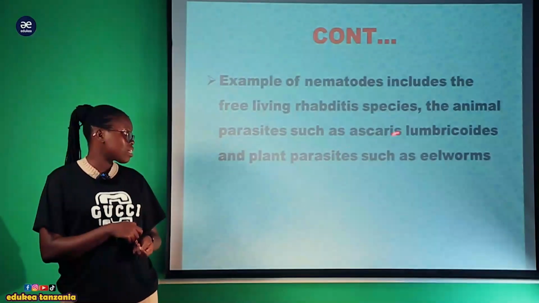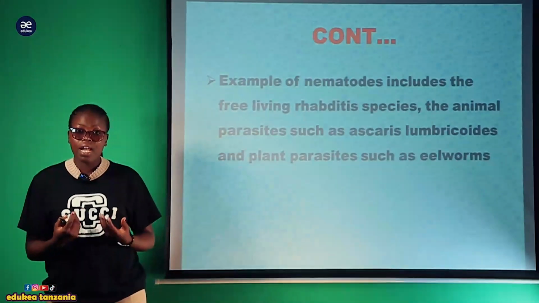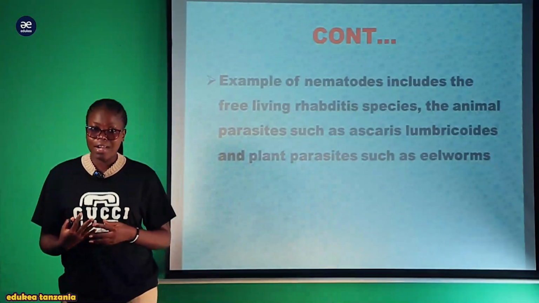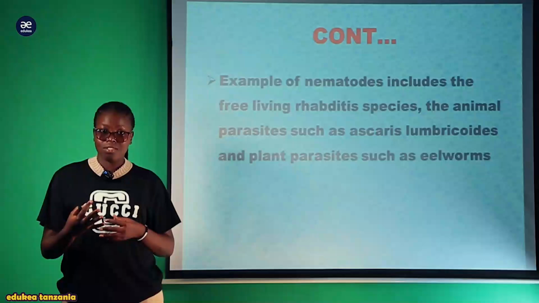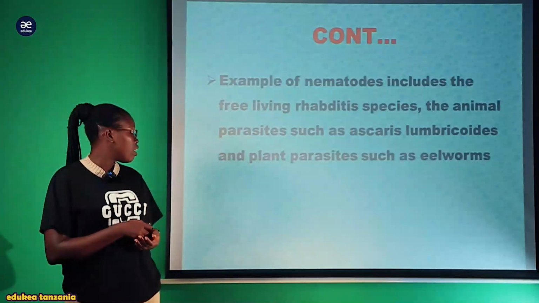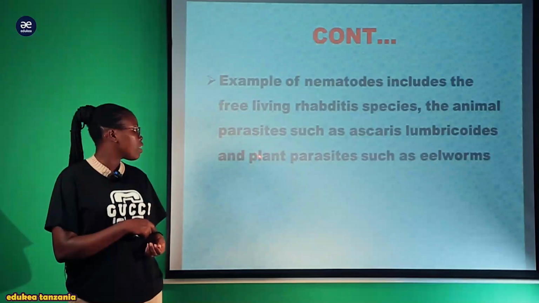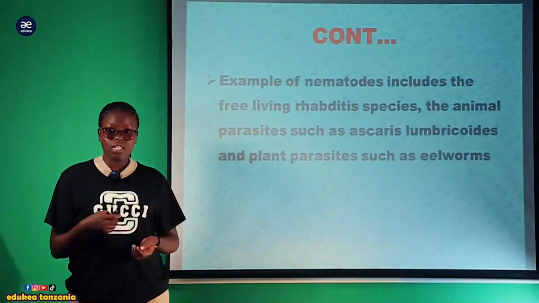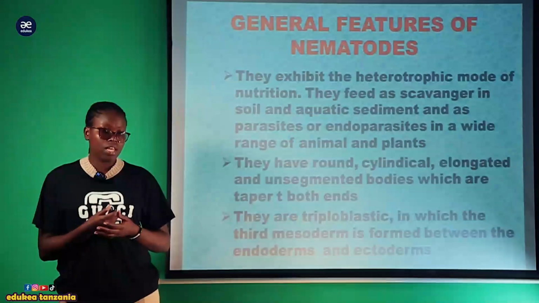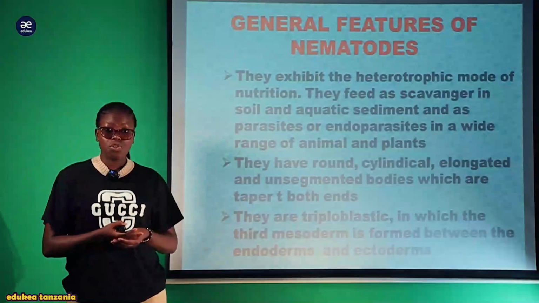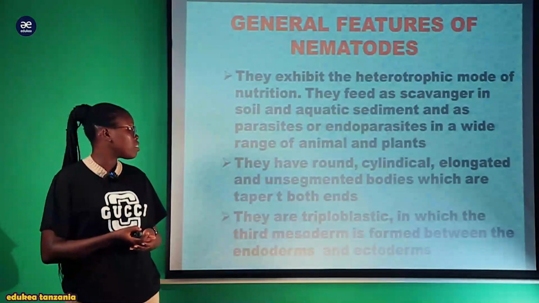For example, there is Ascaris lumbricoides, which causes ascariasis, especially in human beings. It is an endoparasite of humans and occupies the intestinal area. Likewise, others are plant parasites, for example the eelworm, which is likely to affect the growth of plants. So what are the general features of the nematodes?